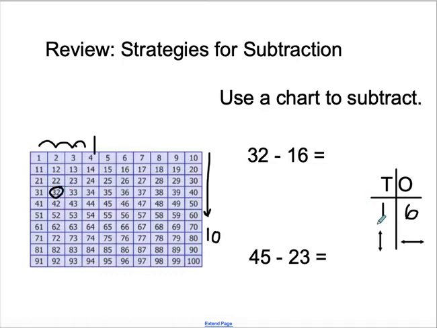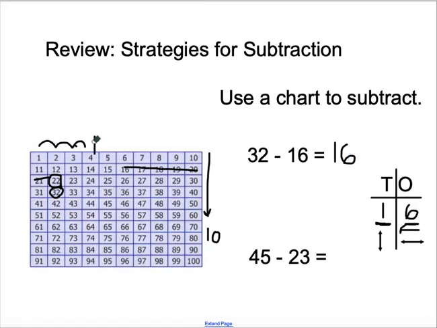And now I look at my tens place. And I'm going to go back up 1 time only. So now I'm on 22. Now I'm looking at my ones place. I'm going to count backwards 6 times. 1, 2, 3, 4, 5, 6. So 32 take away 16 equals 16.